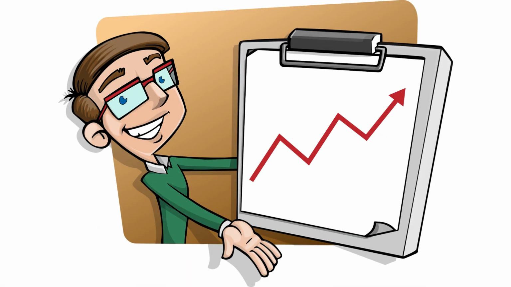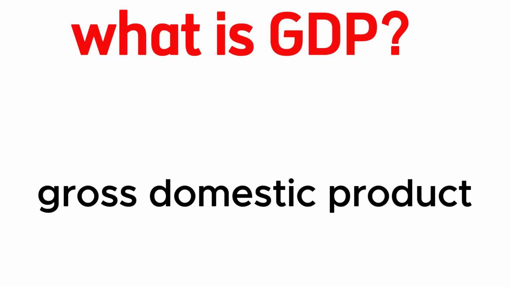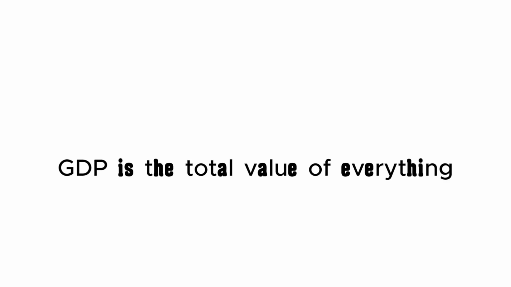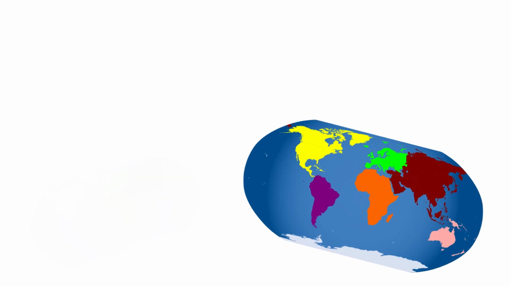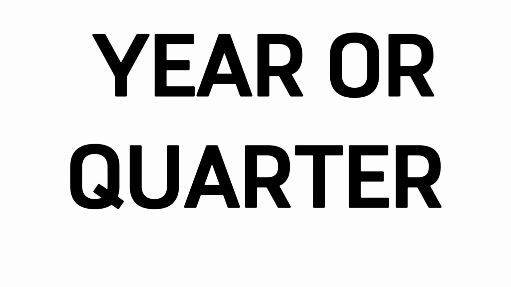Let's get started. So, let's start with the most basic question. What is GDP? GDP stands for Gross Domestic Product. That might sound complex, but the concept is actually quite straightforward. GDP is the total value of everything, all the goods and services produced within a country's borders over a specific time, usually a year or a quarter.